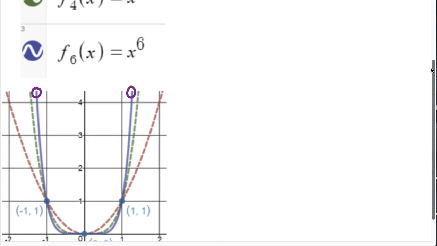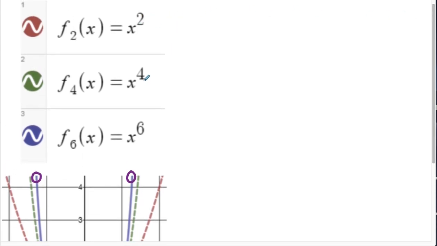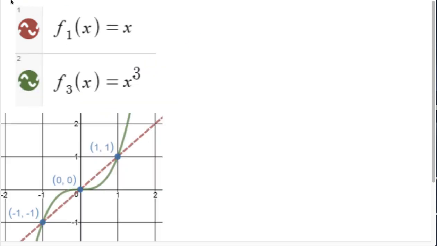Okay, now let's investigate different powers. So far I have compared even powers, and now let's compare an odd power. This is f of x equals x, which is linear, raised to the odd power of 1. Again, what they're asking for is the end behavior right here, and this is an end behavior as well. Notice how they are going in different directions.